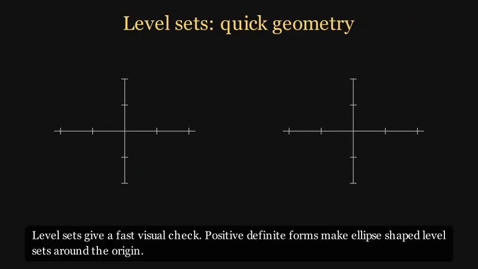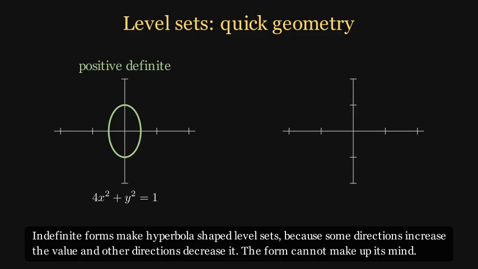Level sets give a fast visual check. Positive definite forms make ellipse-shaped level sets around the origin. Indefinite forms make hyperbola-shaped level sets. Because some directions increase the value and other directions decrease it, the form cannot make up its mind.